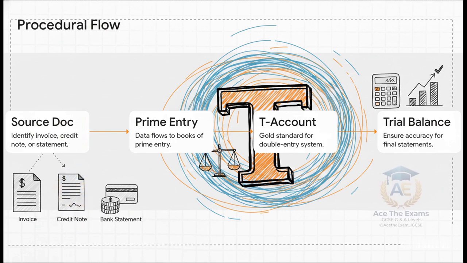The chain always begins with identifying the correct source document, like an invoice or a bank statement. That document then feeds directly into your books of prime entry. From there, the data flows neatly into the T account, and finally, it lands in the trial balance. Understanding this exact cause and effect chain is a total game changer. It turns data processing into a highly logical sequence, not just a stressful memory game.